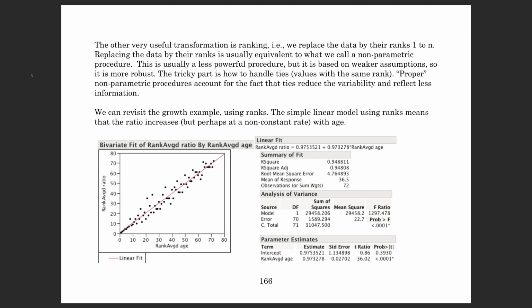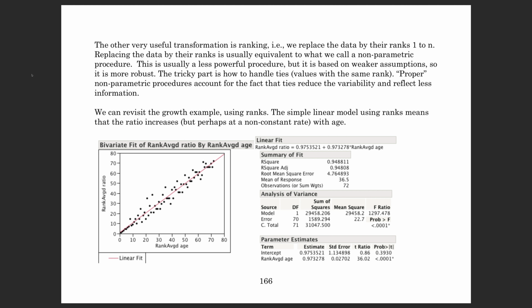And the coefficient of the rank average age is very close to 1. We're only about 1 standard error away from 1. So it's essentially saying that the rank average ratio is something like 1 plus the rank averaged age. So that's very close to what we want to consider. In fact, you will see the intercept is not significantly different from 0. So that says that we could argue that the average rank of ratio is very well predicted by the average rank of age.